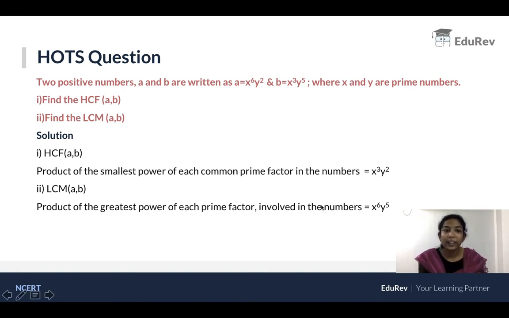Whenever you are finding the HCF, you take the smallest power of each common prime factor and multiply them. When you are finding the LCM, you take the greatest power of each prime factor and multiply them. I hope it is clear, and I am moving on to the next slide.